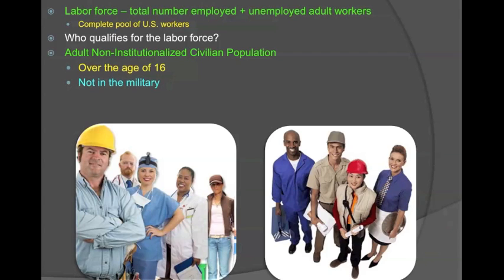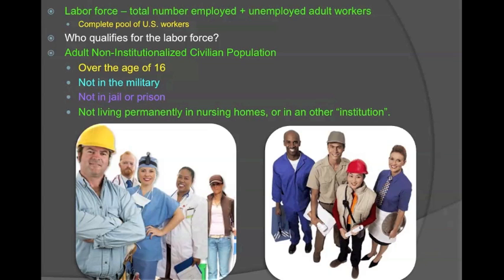Someone that's not in the military. Notice that the definition indicates that you must be a part of the civilian population. Well, civilian by nature is not in the military. Additionally, you must not be institutionalized. Therefore, people that are in jail or in prison are not considered part of this labor force. And finally, anyone that lives in a permanent institution, such as a nursing home, would be considered not part of the adult, non-institutionalized civilian labor force.